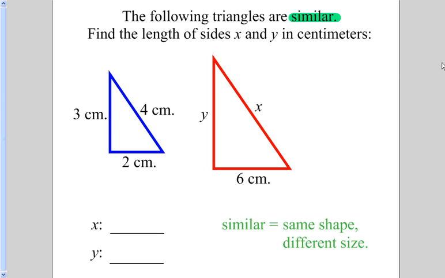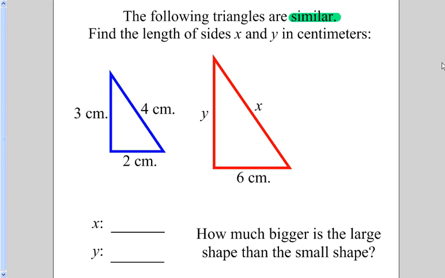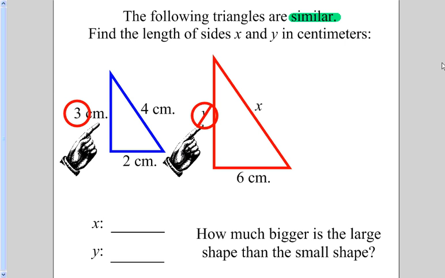The question that we need to ask then, if we're going to find the length of x and y, is how much bigger is one shape than the other? We can see that they're a different size, but how much bigger is the one than the other? Now, to find that out, we want to look at two sides that go together on the two different triangles. So, for example, we can look at the height of the two different triangles. On the left side, we have a height of 3. On the right side, however, we don't have a height given. That's an unknown. The height is y. So we don't have two different sides if we use the height to compare.